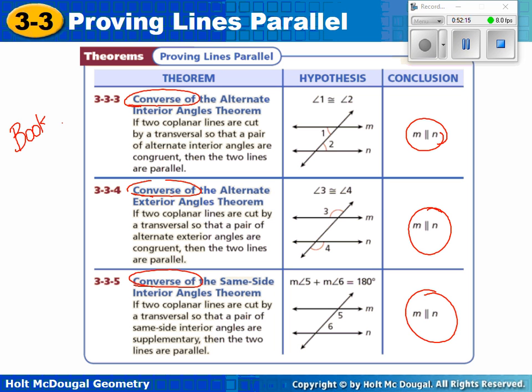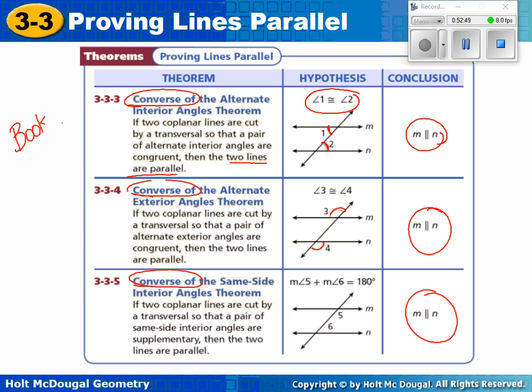So again, are the lines marked parallel? No, but notice that you have what kind of angles here? Alternate interior, and they're marked congruent, and so if they're congruent, then we can say that the lines are parallel, and that's the converse of the alternate interior angle theorem. Same thing here, what kind of angles do we have? Alternate exterior, and they're marked congruent, so the lines have to be parallel. Converse of alternate exterior angles theorem.